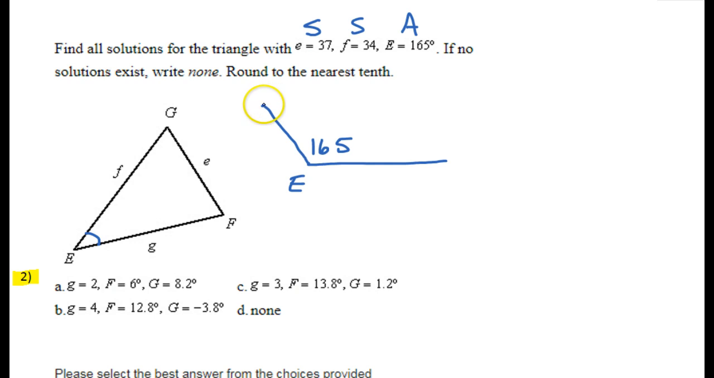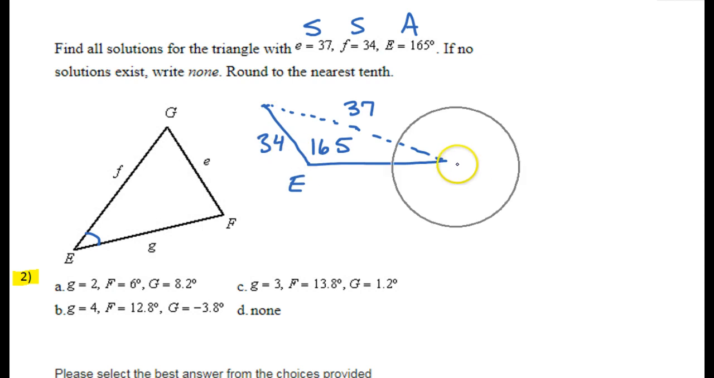So, I'm going to put this side as a dotted line for a minute, because we don't actually know if this will really form a triangle. Across from angle E is side E. They tell us that side E is 37, so I'm going to put a 37 here. The other side I always put on the left. So the other side is side F, and that's 34.